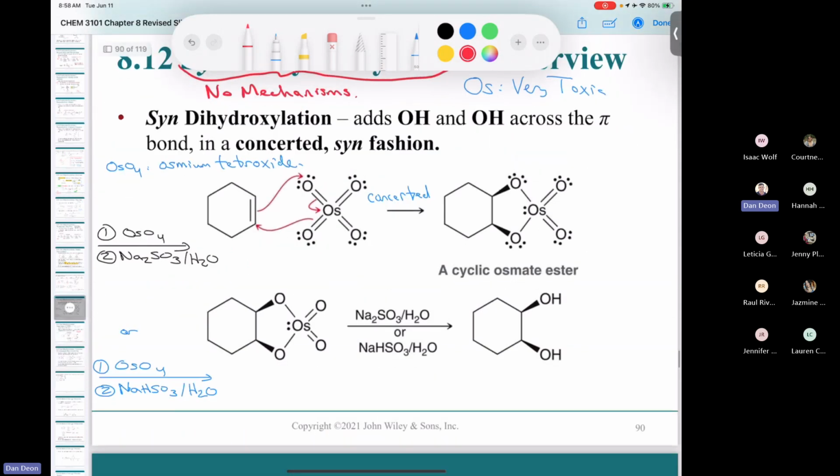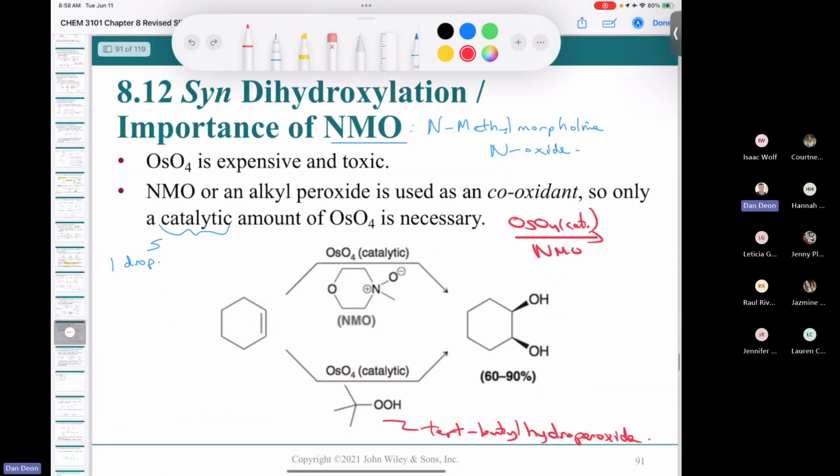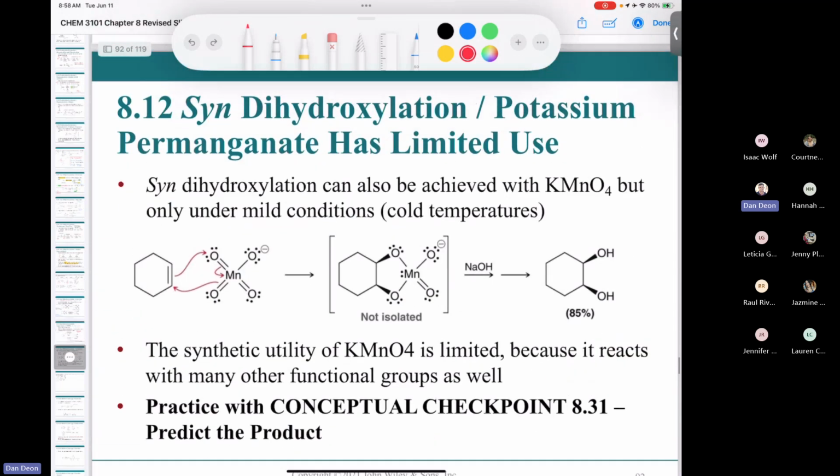So far, let's keep track, okay? We've covered this one, so that's our first one. This is our second one. These are all doing the same thing. This is our third one, using OsO4 in a catalytic amount with NMO. This is our fourth one here. So that's 4. And then he teaches you a 5th way of doing it, okay?